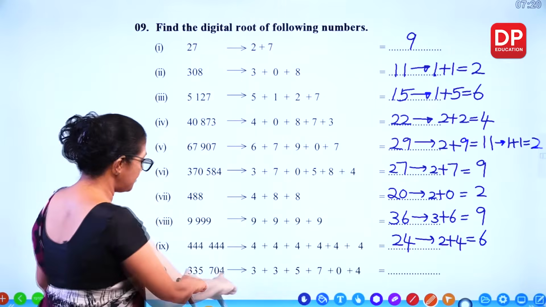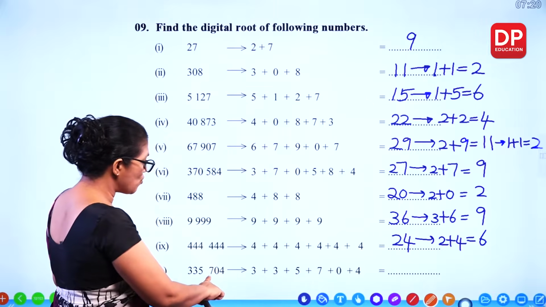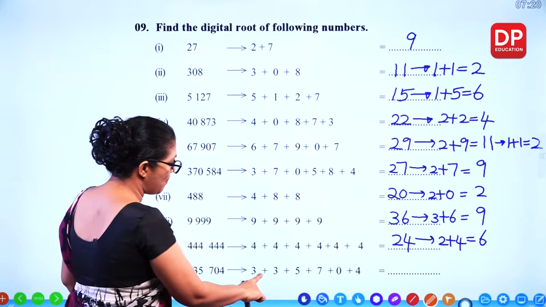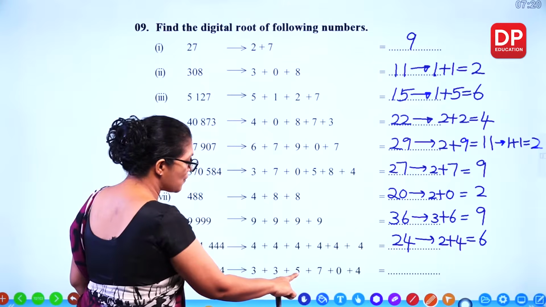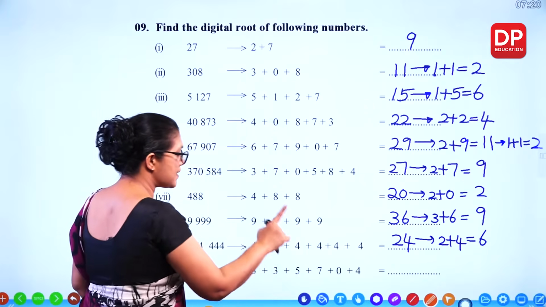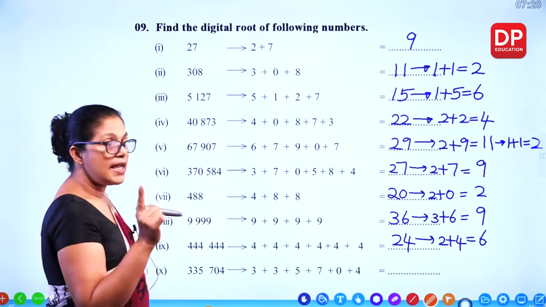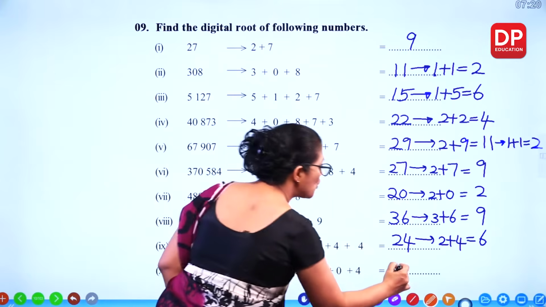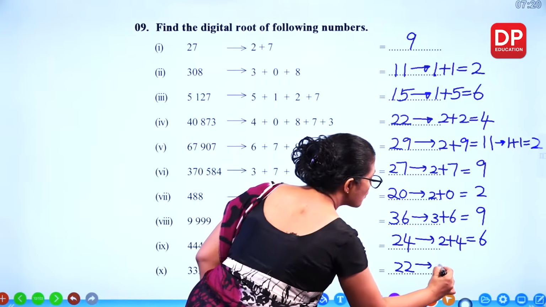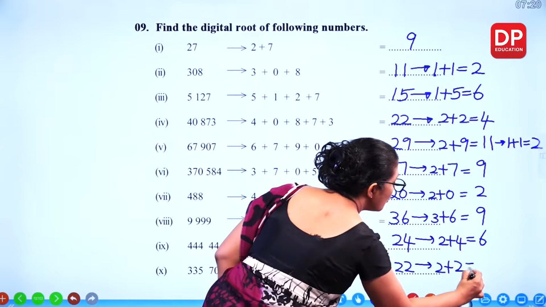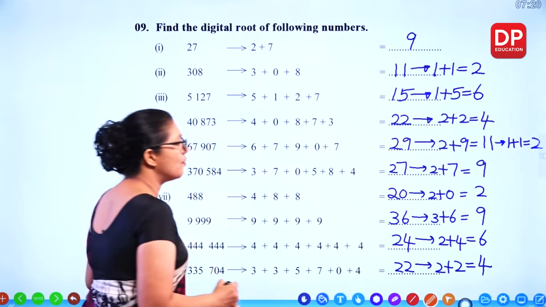This one, the 335,704. 3 plus 3, 6. 6 plus 5, 11. 11 plus 7, 18. 18 plus 4, 22. 2 plus 2, you get 4.